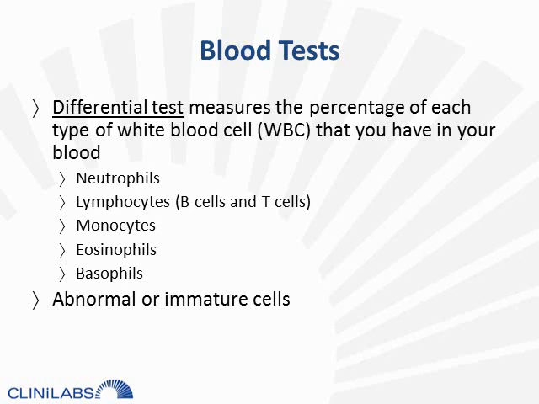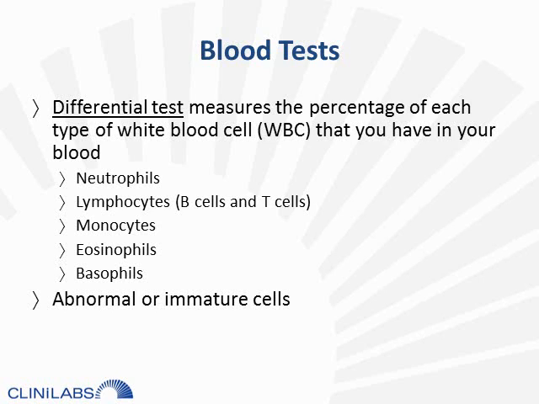One component of the complete blood count is the differential. The differential measures the percentage of each type of white blood cell that you have in your blood. These are neutrophils, lymphocytes, monocytes, eosinophils, basophils, and little baby neutrophils called band neutrophils.